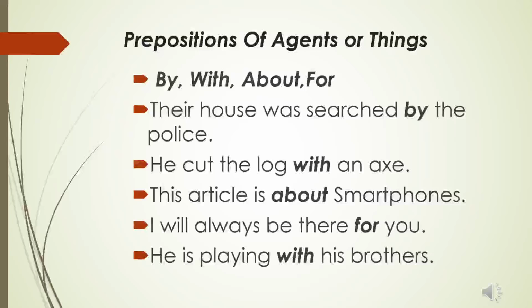By is used after verbs in the passive voice to denote the agent or the doer. For example, the boy was saved by the stranger. With denotes the instrument with which the action was carried out. For example, he cut the log with an axe.